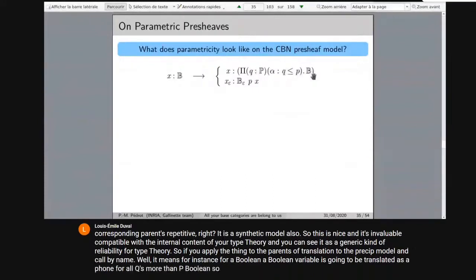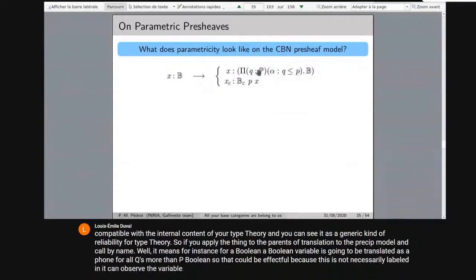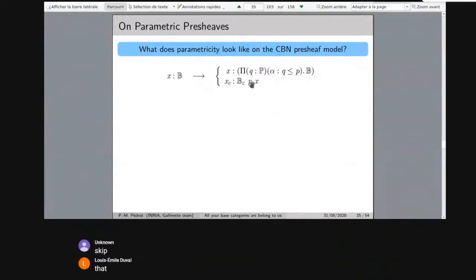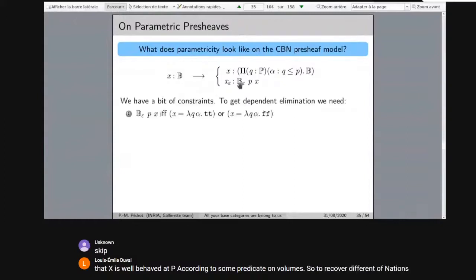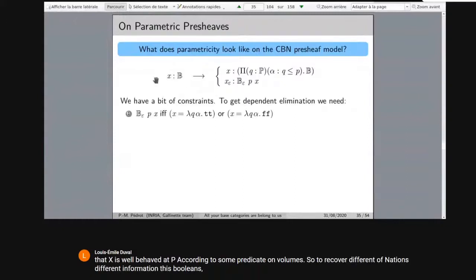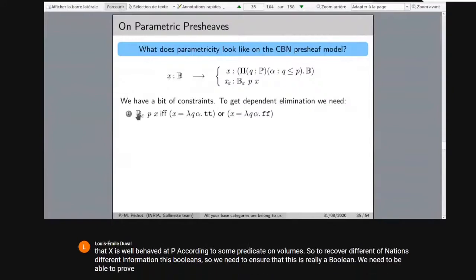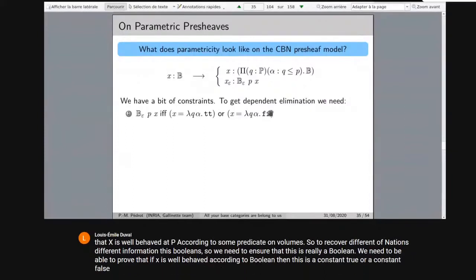So that could be effectful, because this is not necessarily a Boolean. It can observe the variable, together with a proof that x is well behaved at p, according to some predicate on Booleans. So to recover dependent information on these Booleans, we need to ensure that this is really a Boolean. We need to be able to prove that if x is well behaved according to a Boolean, then this is a constant true or a constant false Boolean. Otherwise, it would be an effectful Boolean that would be broken.